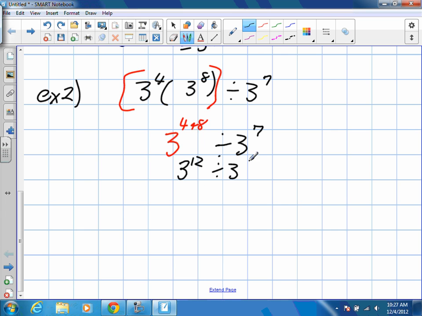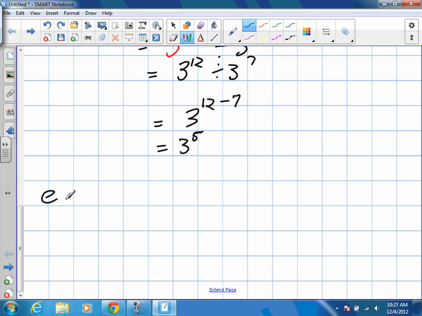Well, now I have a division question, and I really should have had equals all over here. How do I simplify this? Subtract. That's right. That's good. So we take that base 3 and we subtract the 2 exponents 12. Subtract 7. We end up with 3 to the power of 5. Okay? That's the second example. And we'll quickly go through the third. I know we usually only go through one, but these are pretty straightforward.